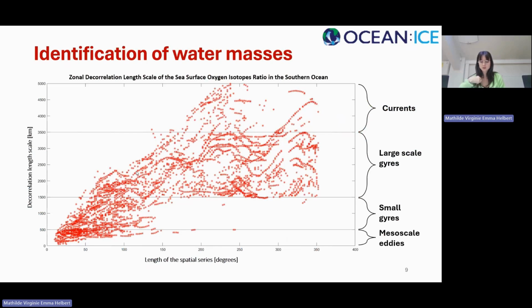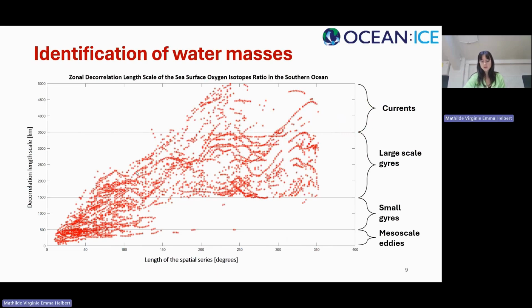At even larger spatial series, the identified features correspond to large-scale gyres. And then above that, we can identify larger currents, but this is not really of interest in my analysis. So I've been mostly interested in those first three smallest, if I can say so, length scales.